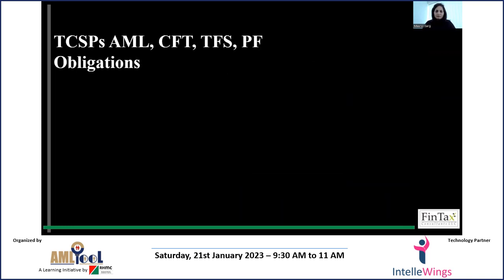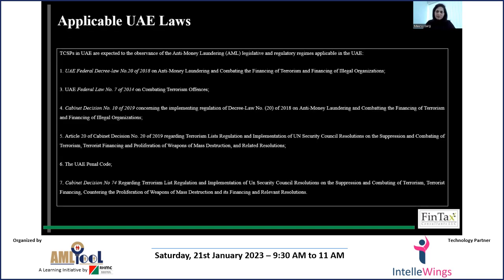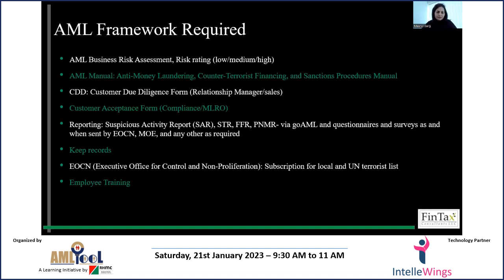So we have seen a couple of scenarios for TCSPs. To overcome these risks, what are the obligations of TCSPs? Let's look into that. There are applicable laws around which these obligations are devised. Every TNFBP, specifically since we are talking about TCSP today, should have an AML framework, which is also known as an AML program in an organization, which involves having an AML business risk assessment and accordingly risk rating of the customers. Then they should have an AML manual, which is the anti-money laundering, counter-terrorist financing and sanctions procedures manual, which describes what processes and procedures they are following to comply.